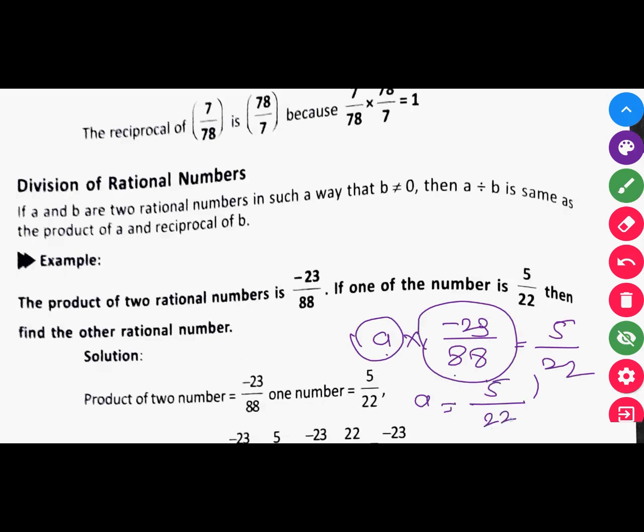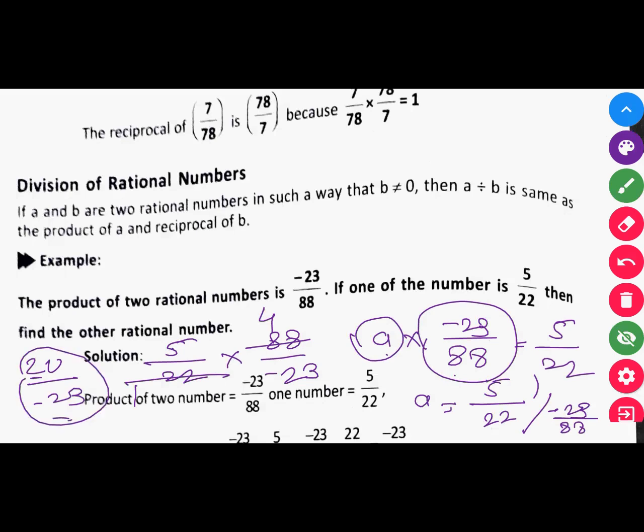So it becomes 5 upon 22 divided by minus 23 upon 88. And when we divide with a rational number, we can multiply with its reciprocal. So it becomes 5 upon 22 multiplied by 88 upon minus 23. So 22 ones are 22, 22 fours are 88. Now 5 and 23 cannot be cancelled with each other. So we can say 20 upon minus 23 is our other number, which when multiplied with this number, we get this product.